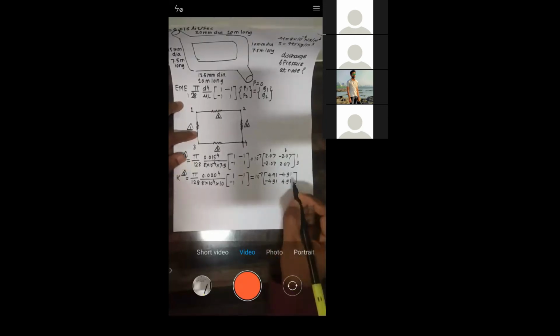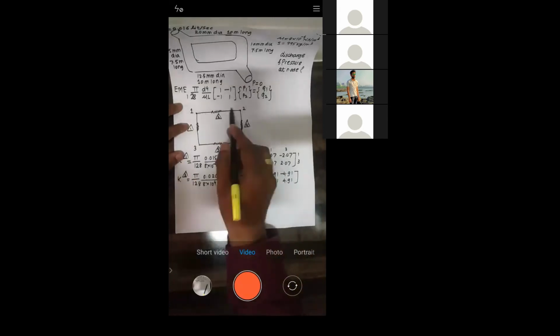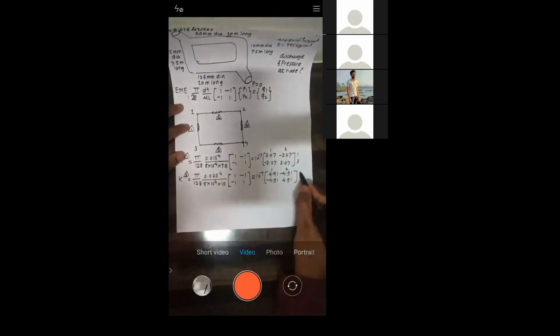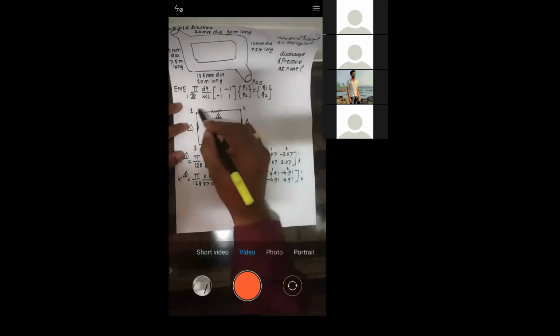Is it okay? So this element number 2, it is between 1, 2. It is between 1, 2. Element number 2, it is between 1, 2. Is it okay?